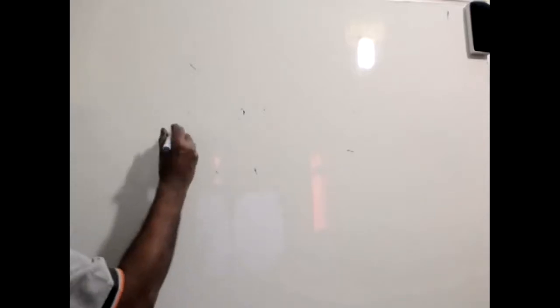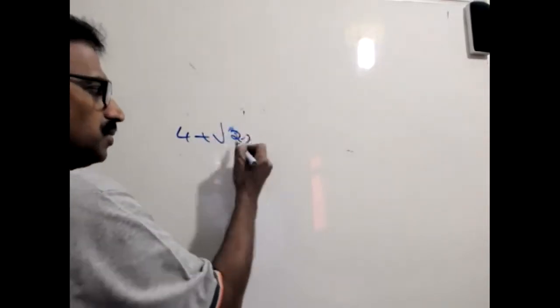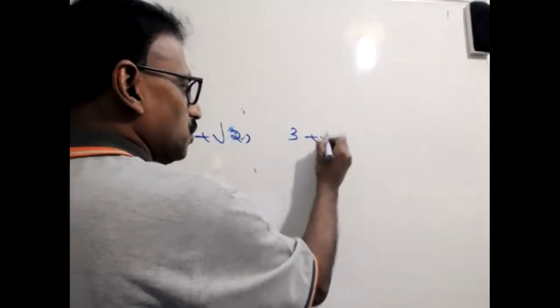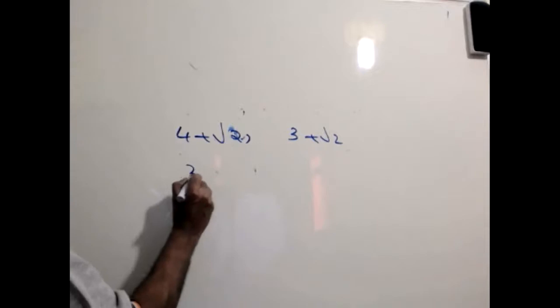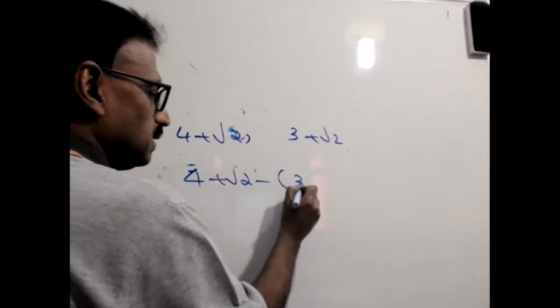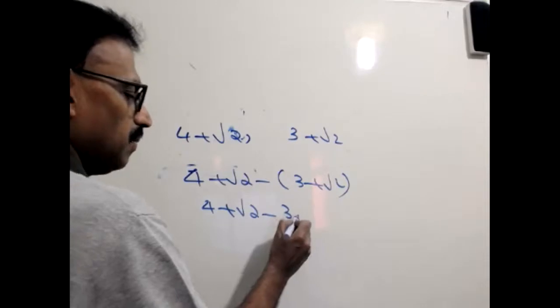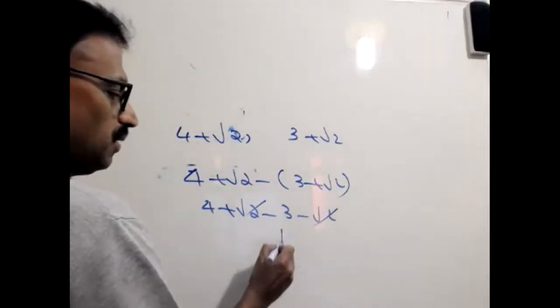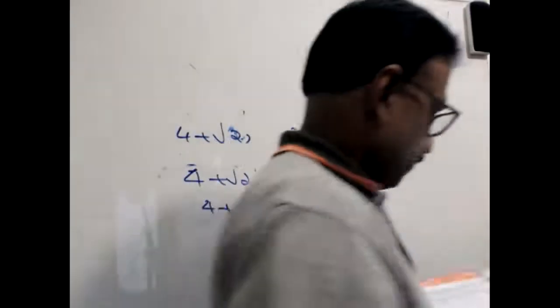Okay, look, 4 plus root 2 and 3 plus root 2. We subtract. What happened? 4 plus root 2 minus 3 plus root 2 — the roots cancel, 4 minus 3 is 1. 1 is a rational number. So now two examples are over.